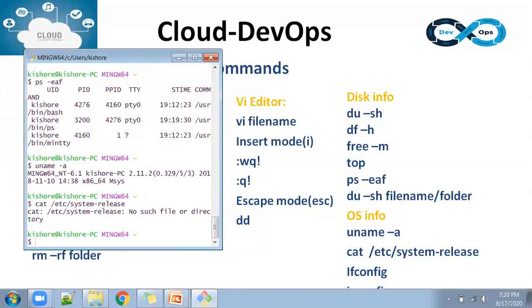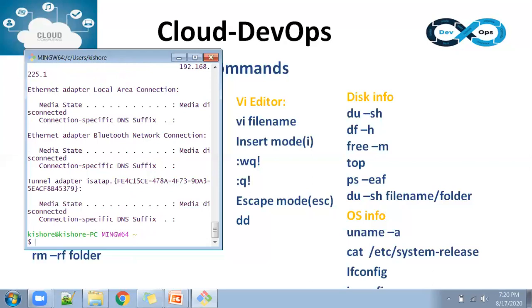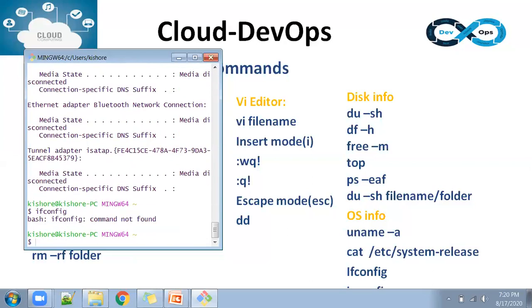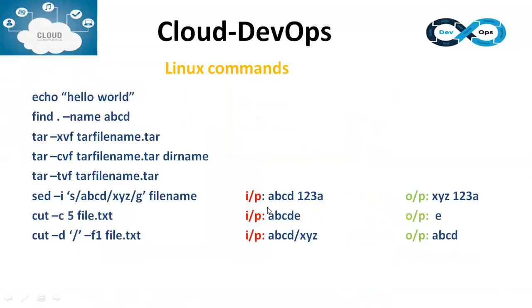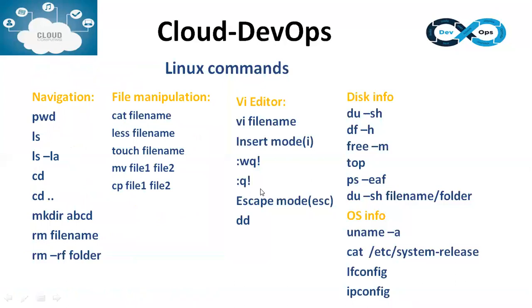This command also will not work here because it is not a Linux server. And ifconfig also will not work here because this is a pure Linux command. To know the IP address of a server on Windows, we have to type ipconfig. In a similar way, in Linux we have to type ifconfig. These are all the Linux basic commands which we must know. I will pause here and see if you have any questions.